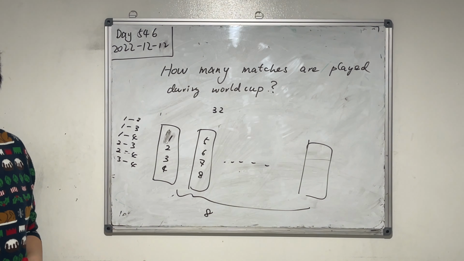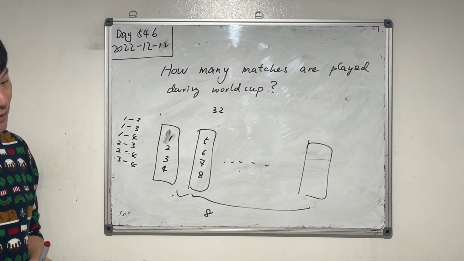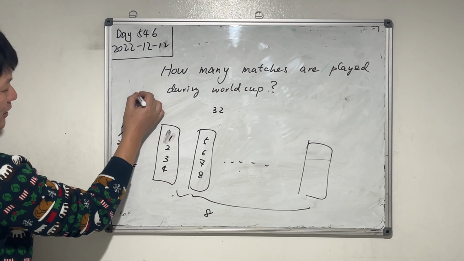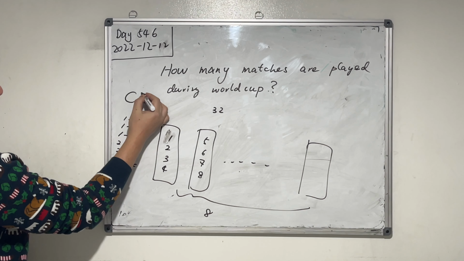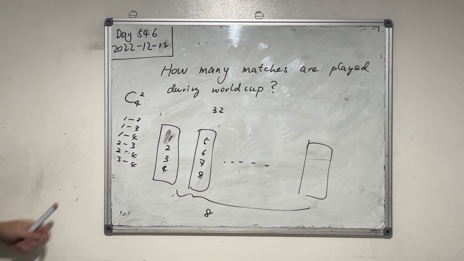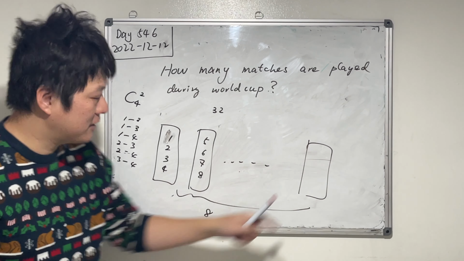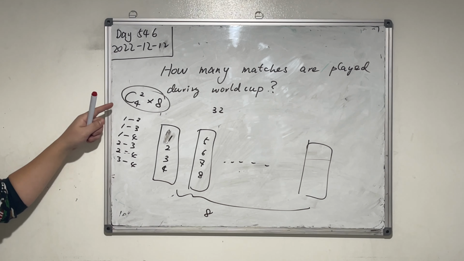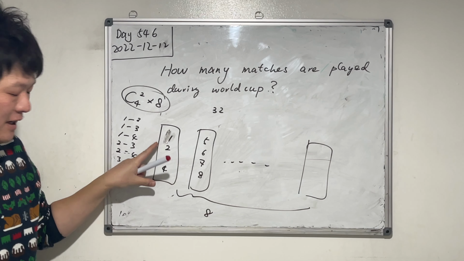What do we call this? Combination. So we use this symbol, yeah? C4,2. 4 apples picking 2, right? So 8 groups, so times 8, right? This is the matches we need to play during the group stage.